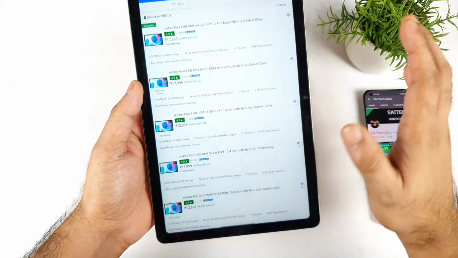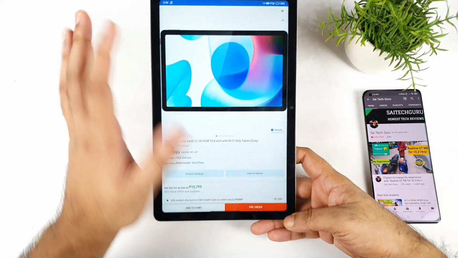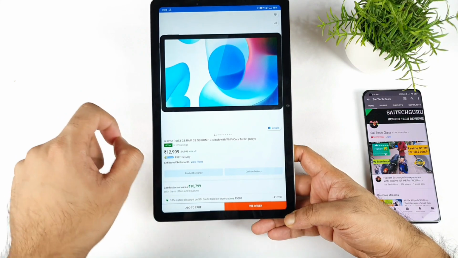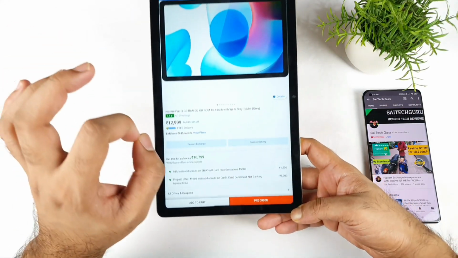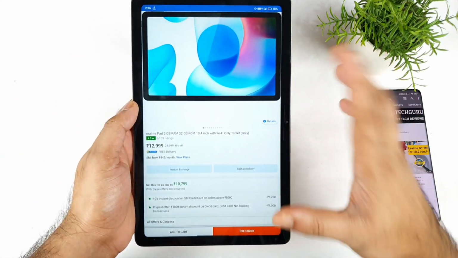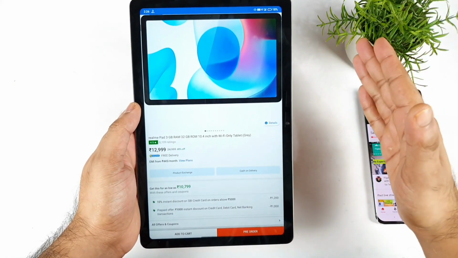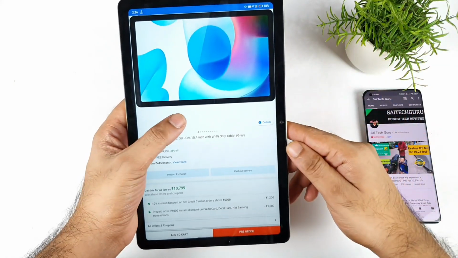So if you have a short budget and you want an all-in-one tablet, then definitely the Realme Pad will be a really good option for this price. I'll try to make another video discussing this Realme Pad, I mean, after using it for 30 days, is it worth it or not? So make sure to stay tuned for those videos.